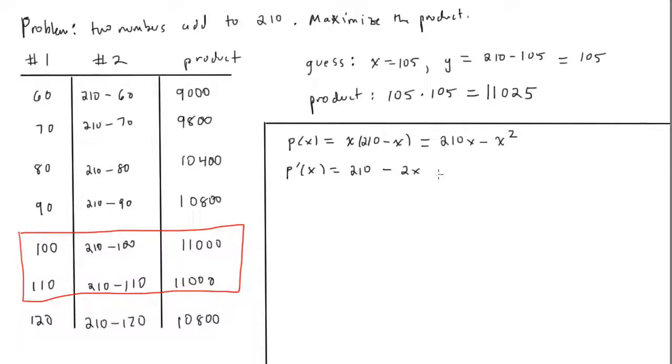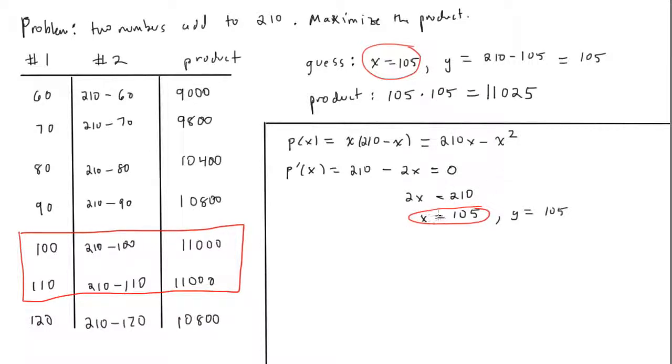And as we've seen before, optimization happens, maxes and mins, whenever the derivative is 0. So I'm going to take my derivative, set it equal to 0, and solve. And in this case, we get 2x is 210, x is 105. Okay, now that's really good because that's exactly what we kind of had guessed before. And then the other number would be also 105, just 210 minus 105. Okay, so our guess from before that the two numbers needed to be 105 looks even more promising.